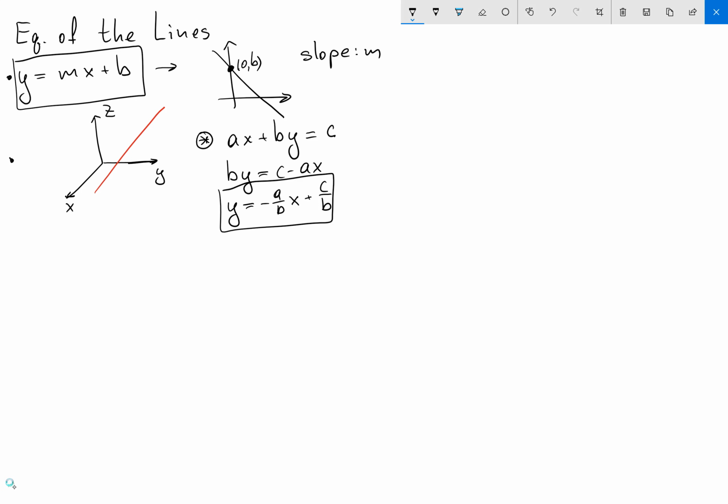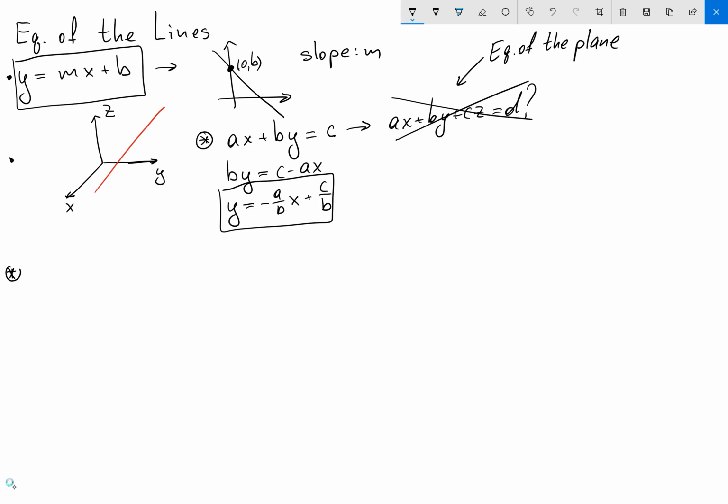Yeah, it's silly. But the problem is, how am I going to write this equation in 3D? Is it going to be ax plus by plus cz equals d, or what? No, this is actually going to be the equation of the plane that I'm going to discuss in my next video. So if we want to write the equation of the line in 3D, we need to reconsider how we are thinking about this line. What pieces of information do we need for this line?